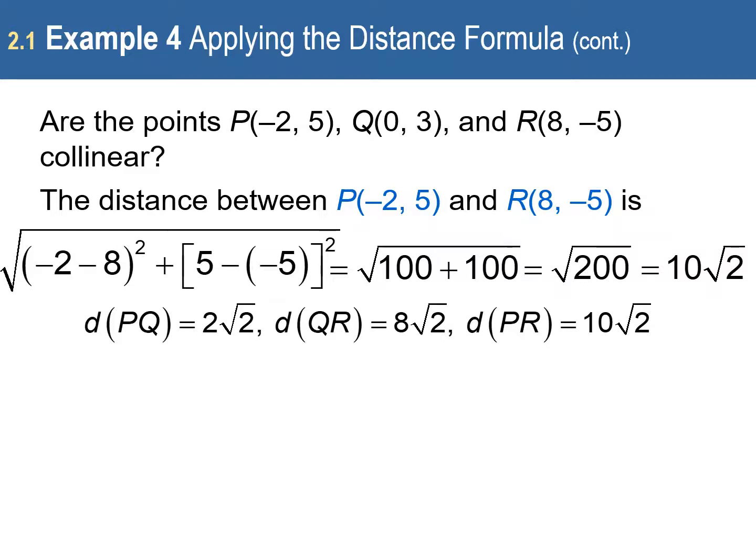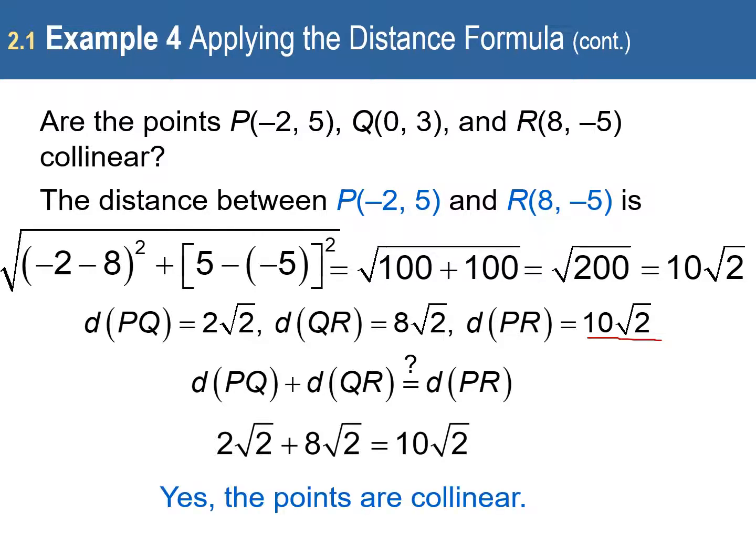So the first distance is 2 square root of 2. The second distance is 8 square root of 2. And the longest distance is 10 square root of 2. So does the distance between P and Q plus the distance between Q and R equal the distance between P and R? Substituting it in, we get, yes, they are collinear.